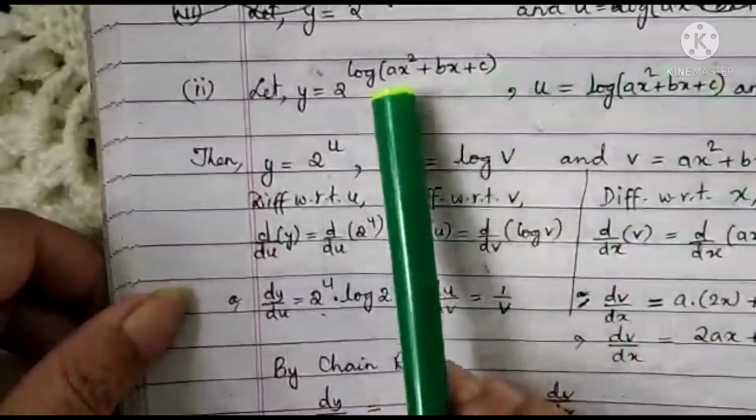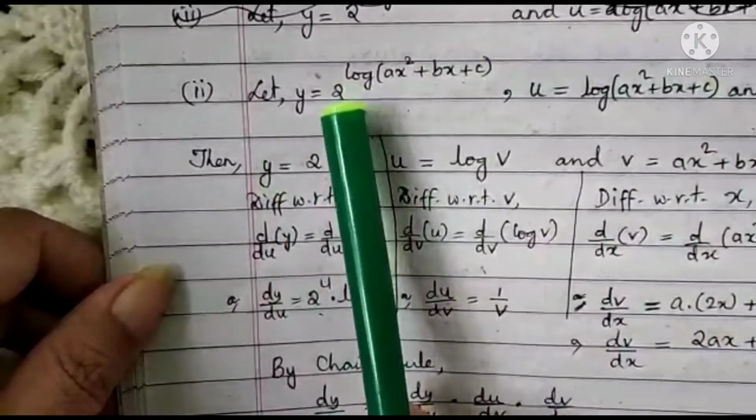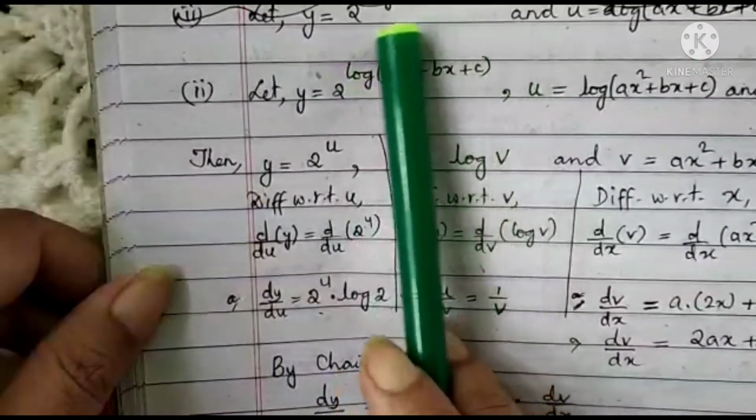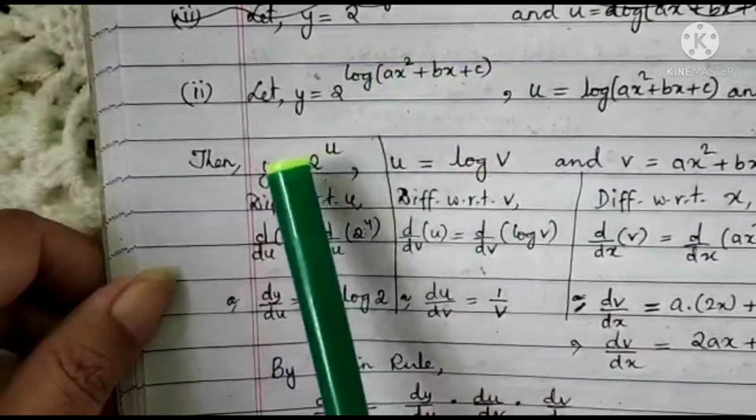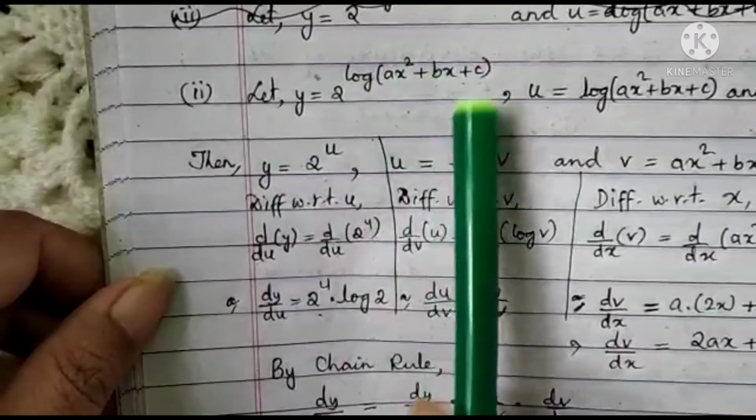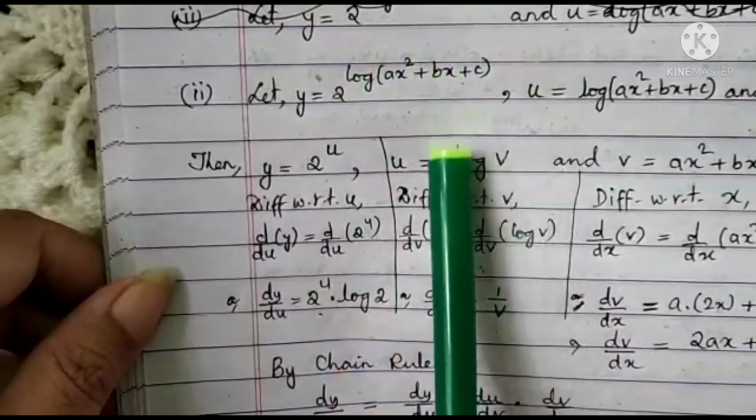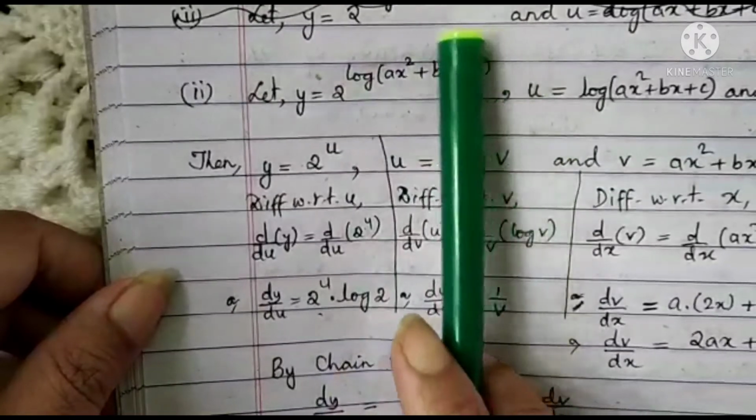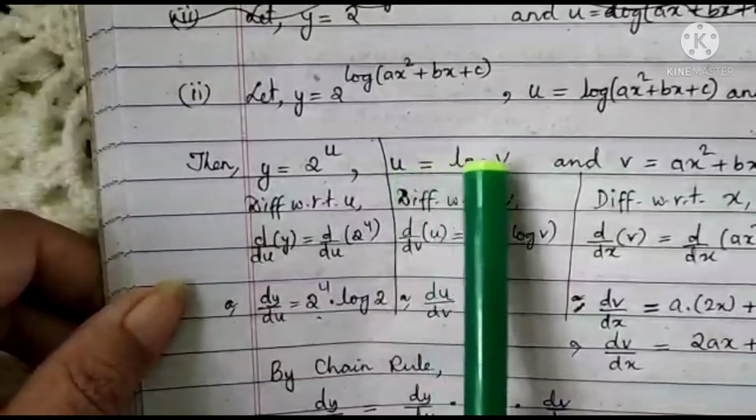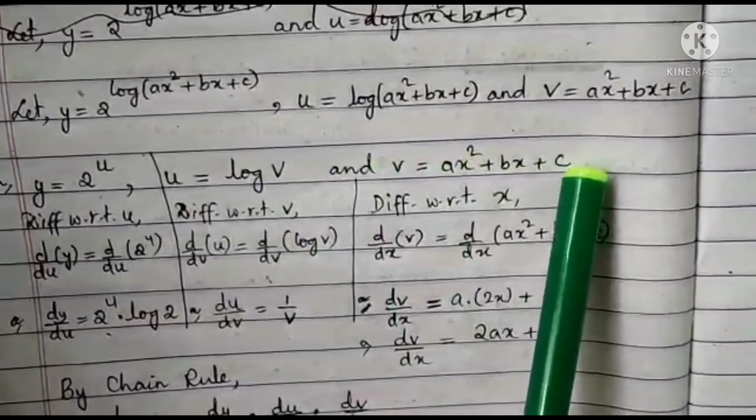See, what am I doing? I will write y equal to, this should be in the form of 2 to the power x. So I will write this whole power of 2 as u. Okay, so I'll write y equal to 2 to the power u. What is u? u is nothing but log of (ax square plus bx plus c). But ax square plus bx plus c I am also writing as v. So u equal to log v, and this v is actually ax square plus bx plus c.